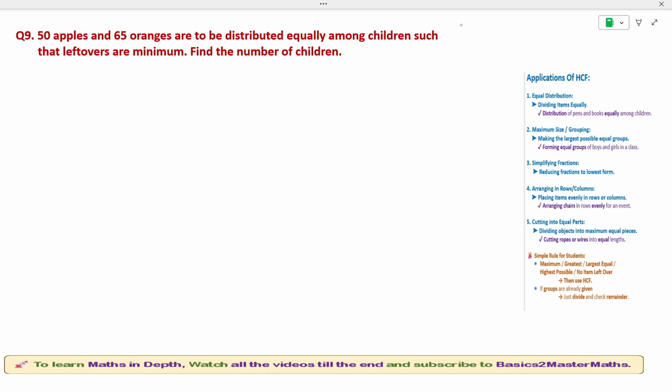Today, we will see another word problem on the applications of HCF. 50 apples and 65 oranges are to be distributed equally among the children such that leftovers are minimum. Find the number of children. Observe, this is an example for equal distribution.